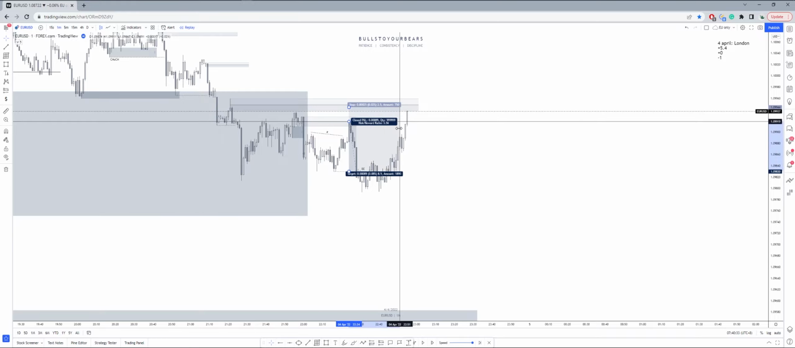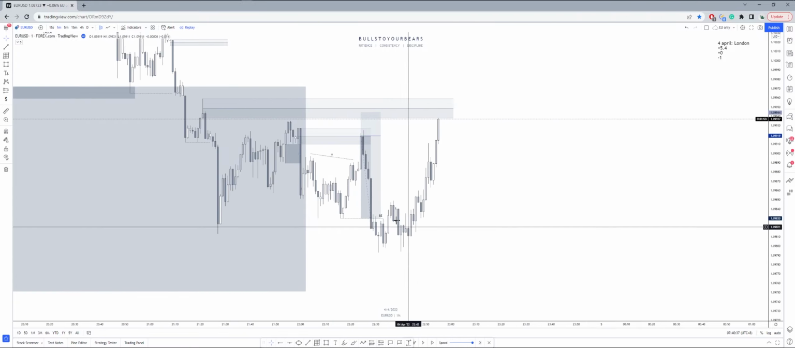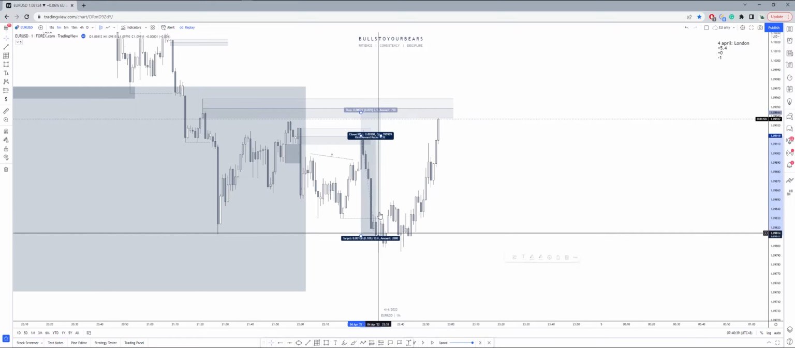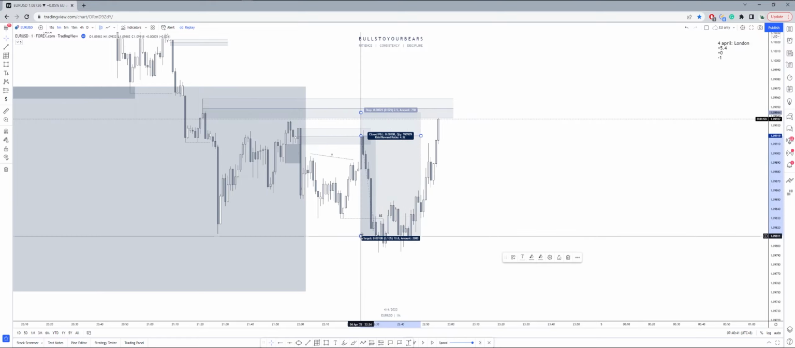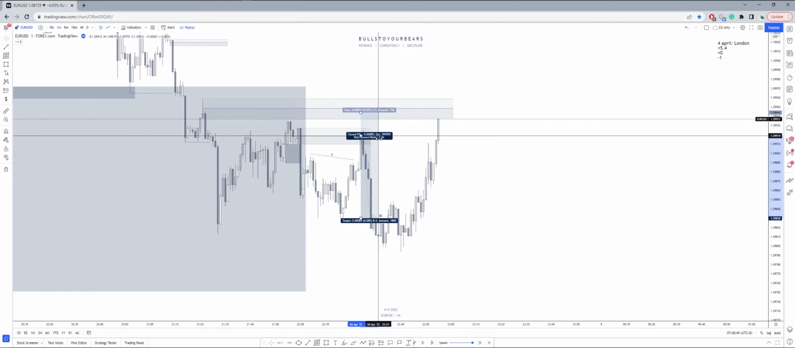About how many percent is it? That's 3.5. It peaked at 3.5, 4, it peaked at 5 R. Yeah, peaked at 5 R, but I would have cashed out at 5 R, but yeah, okay.